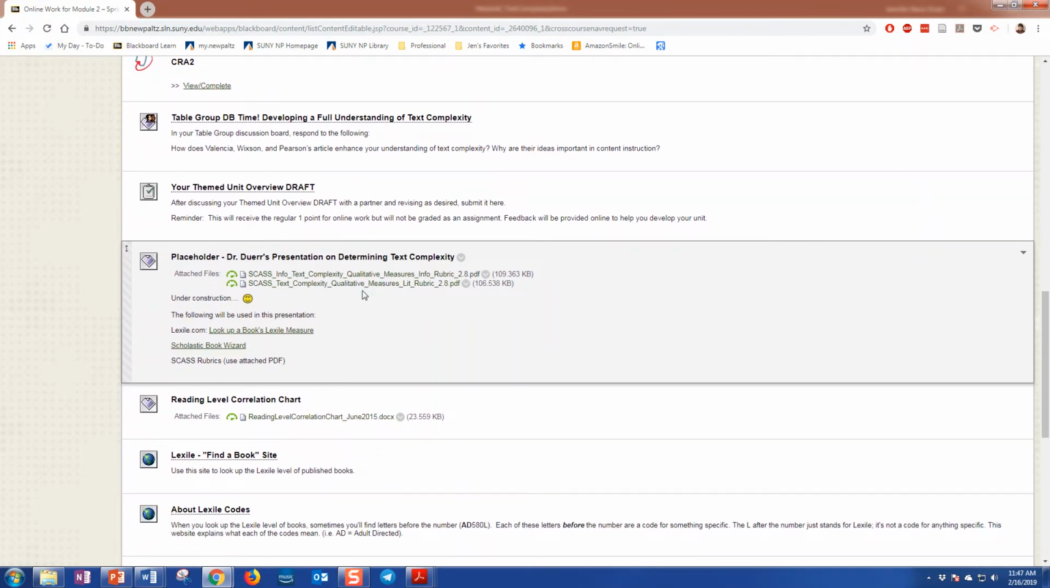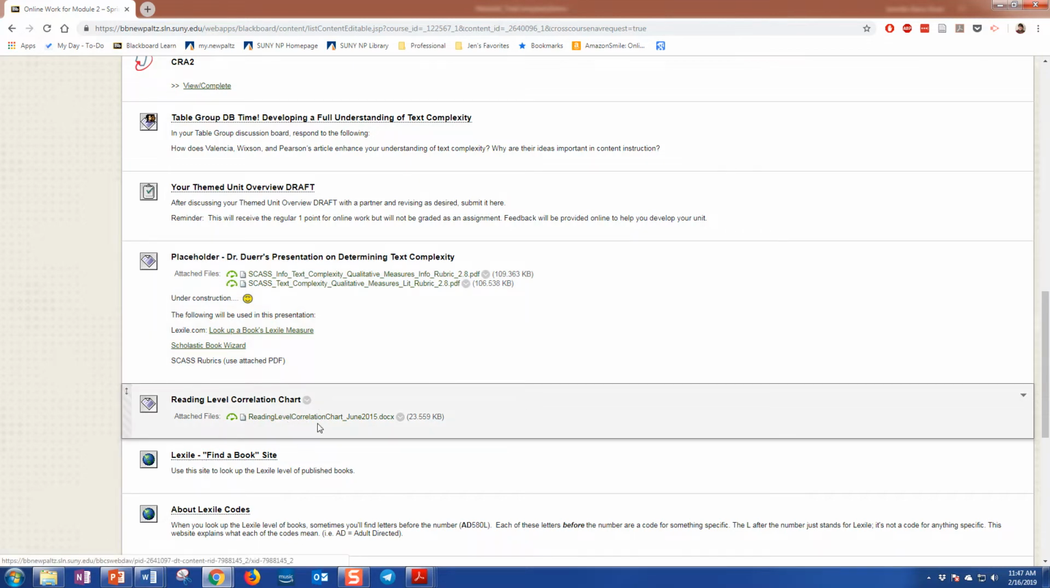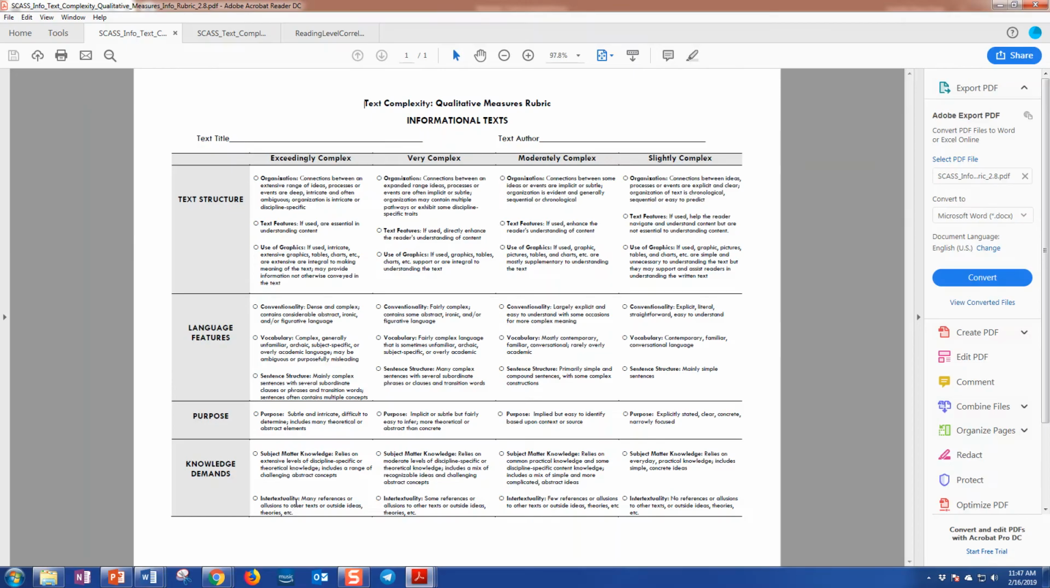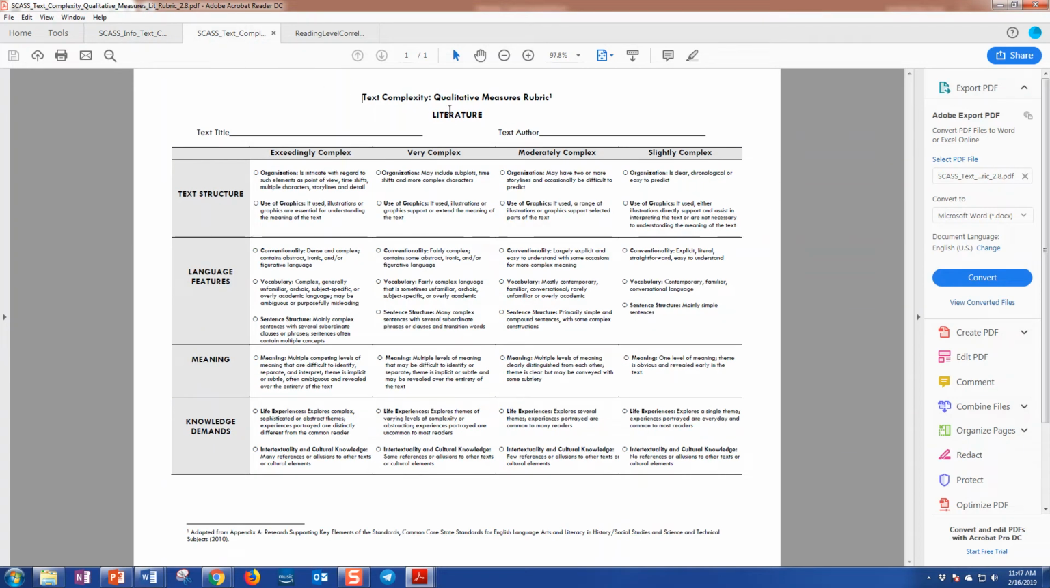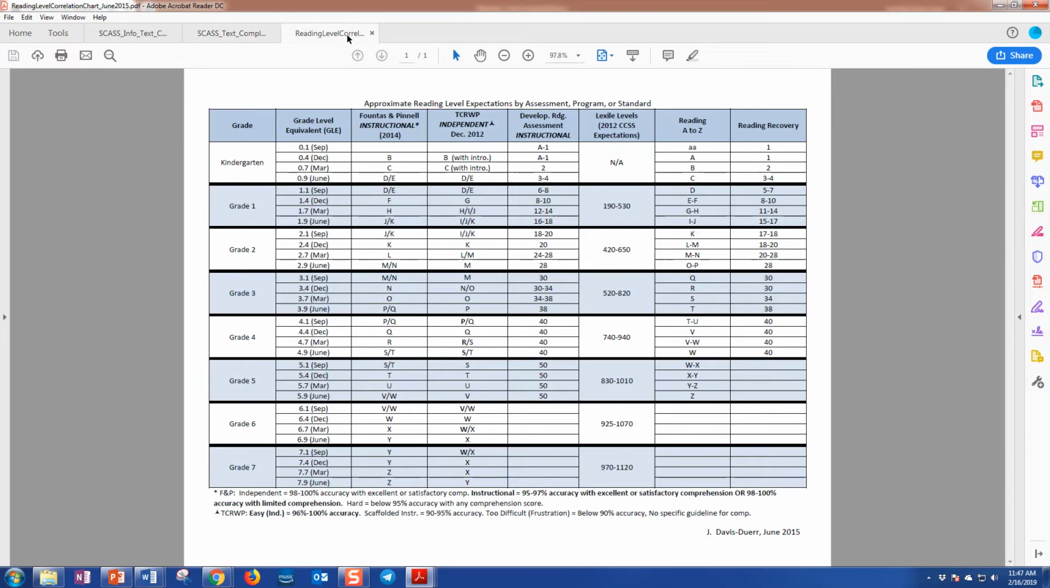We're especially going to look at the literary one, and both of these rubrics more in class, but it might be helpful for you to have them for this video. And this reading level correlation chart. Okay, so this is what those three things look like. This is the informational text complexity qualitative measures rubric. This is the one for literary texts, and then the reading level correlation chart.